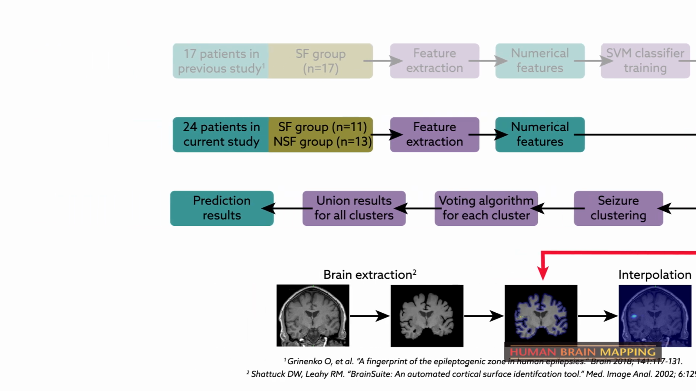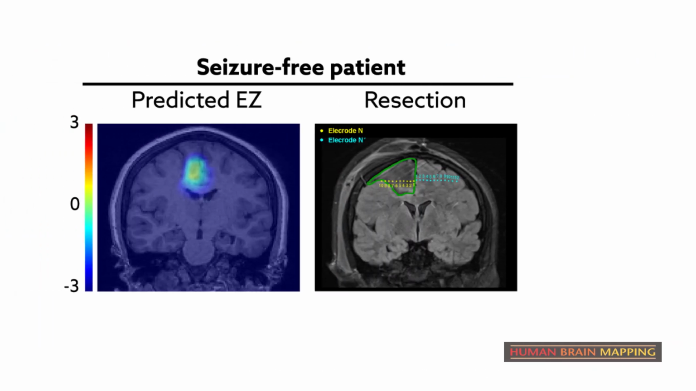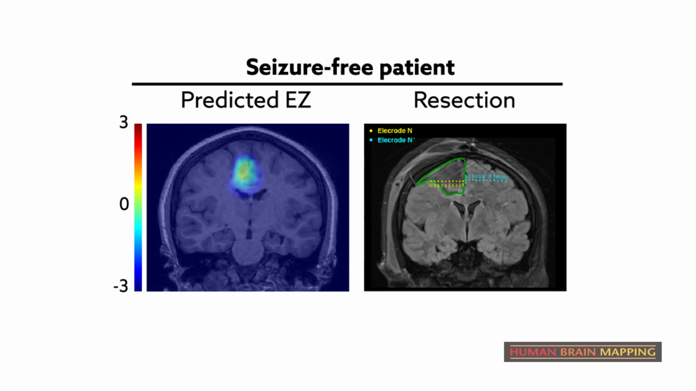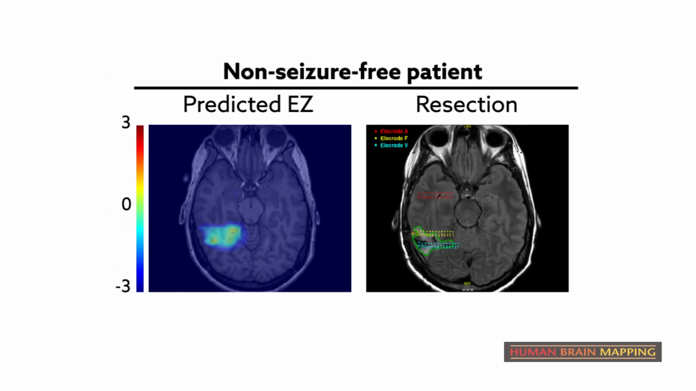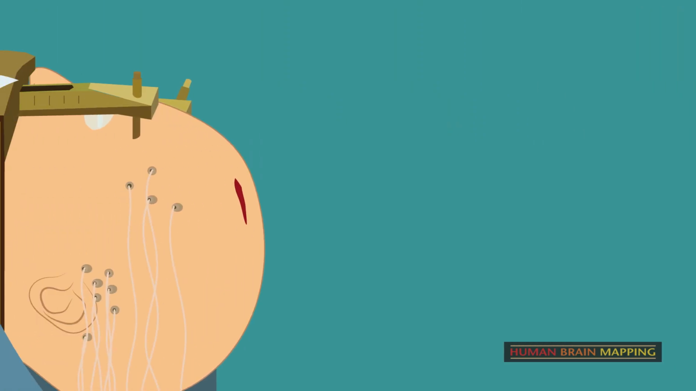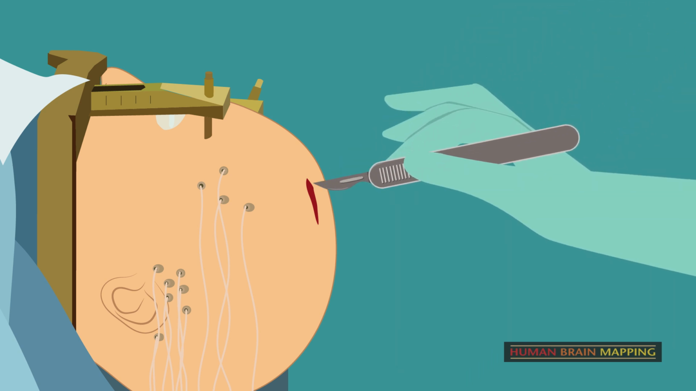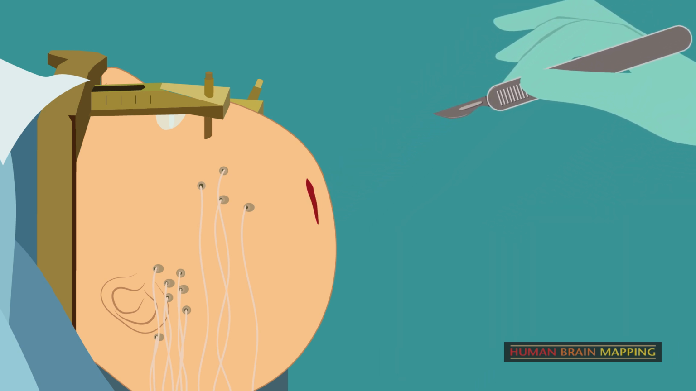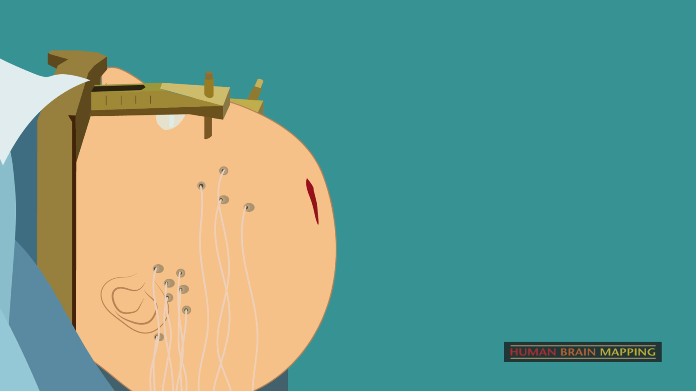The authors found that their method was indeed successful at identifying seizure onset areas. For most of the patients who became seizure-free after surgery, their predicted seizure area was found entirely within their surgically removed brain region, while for many of the non-seizure-free patients, at least part of the predicted area was found outside of the resected region. This, the authors postulate, may explain why surgery did not completely prevent future seizures, since not all of the pertinent brain area was removed.